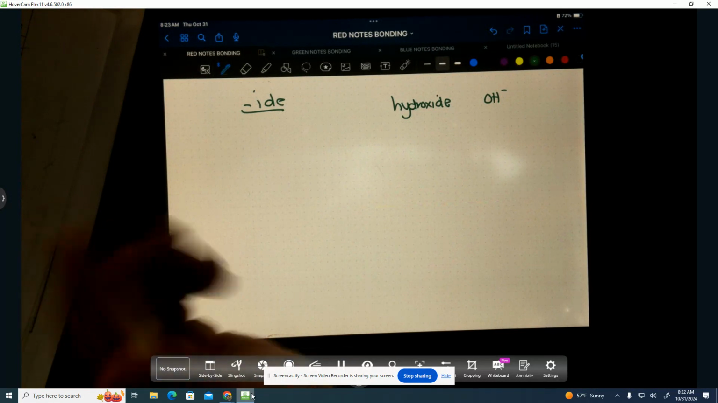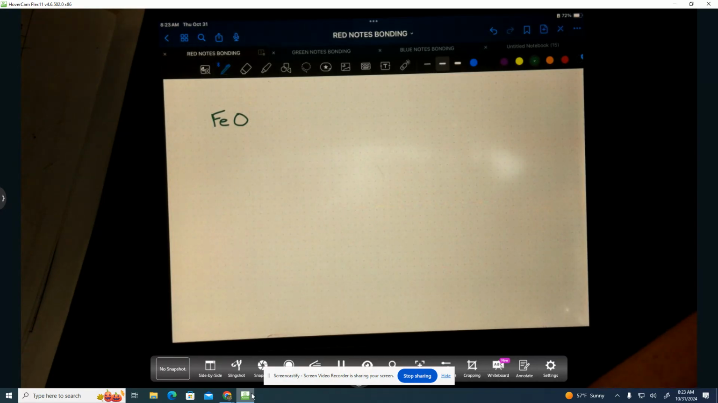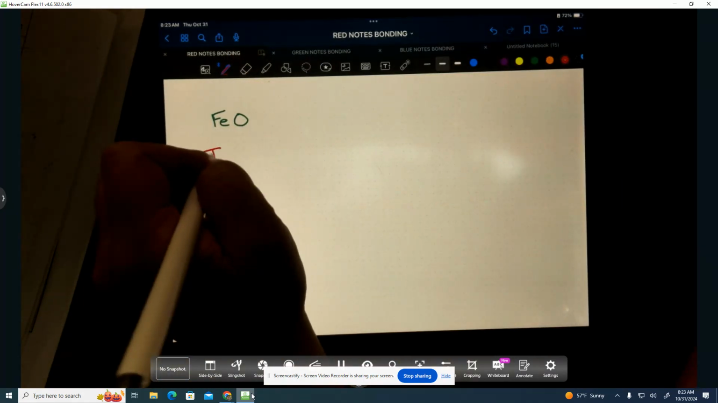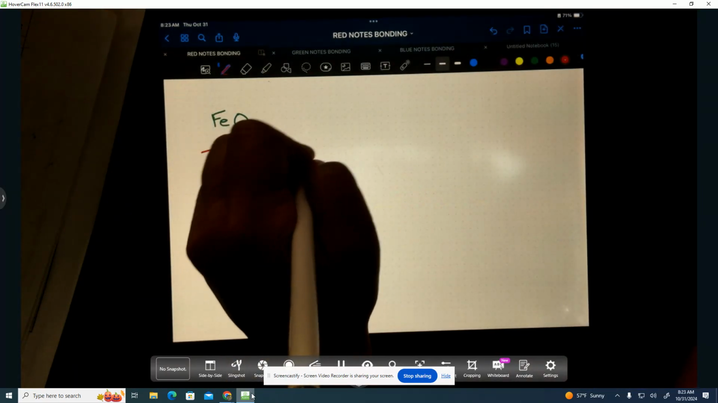Okay? So if it ends in IDE, yes, it's going to be a binary. So I'm going to do a binary compound right now, and we're going to add something to what we already know. Let's take iron and oxygen, and let's name it. When we name this, it's binary, so we know it's going to end in IDE. The first part stays its own name. That's going to be iron. What's the ending going to be? Oxide. Okay, easy peasy lemon squeezy.